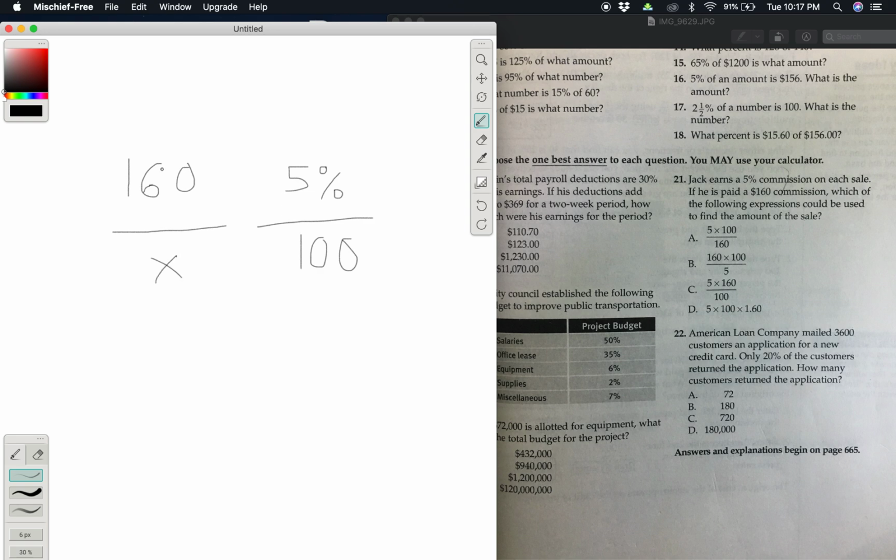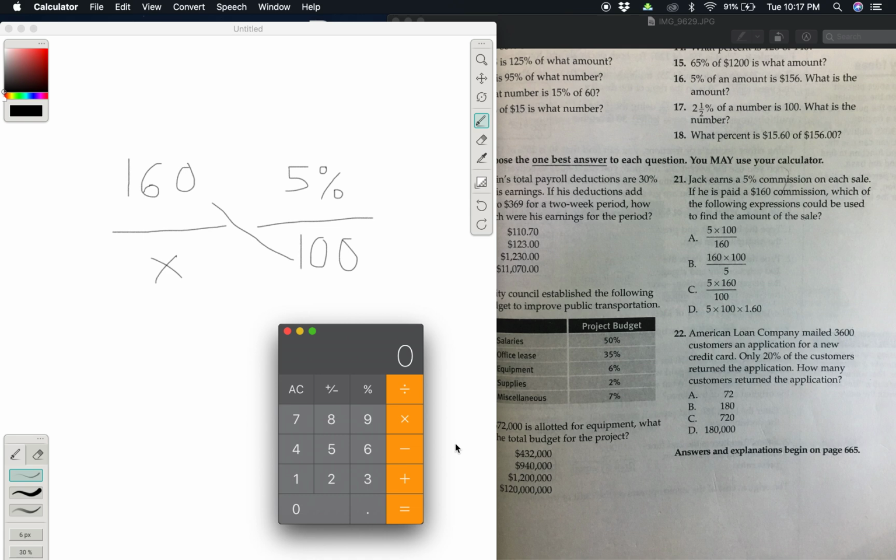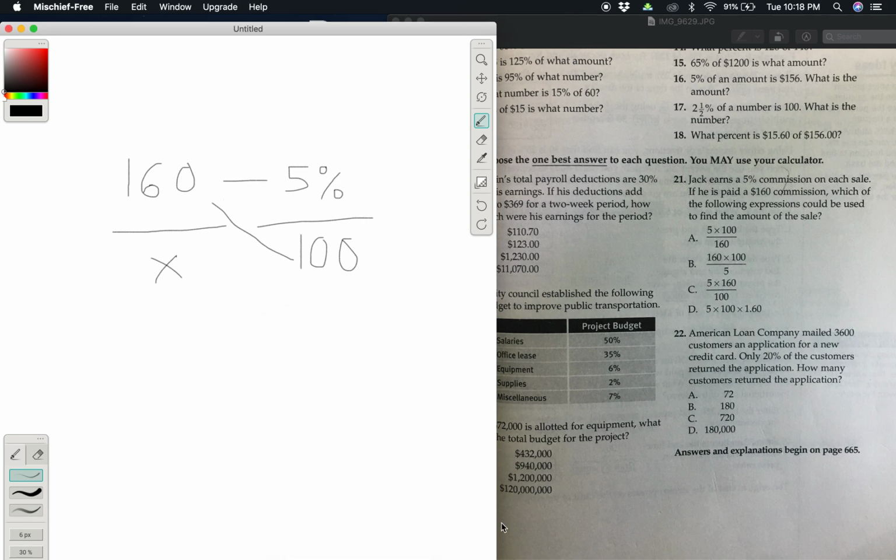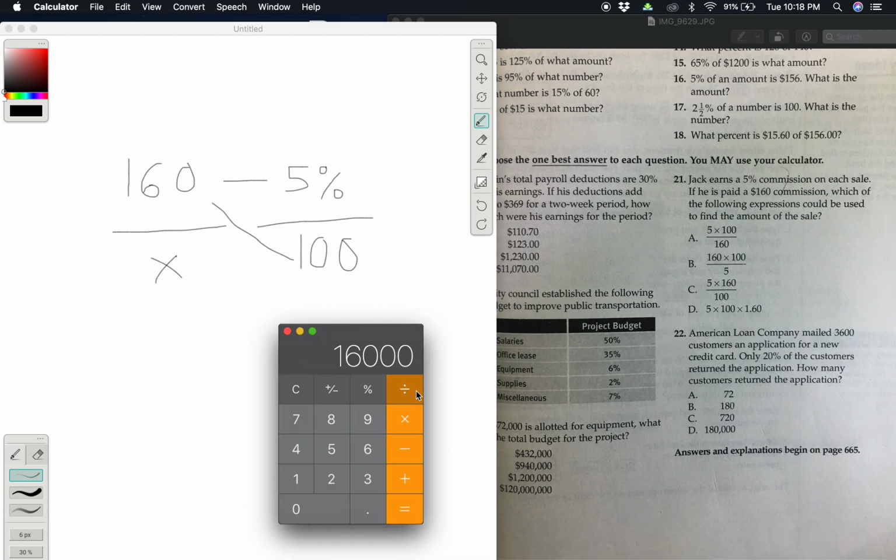So how I explained it in the other lesson was always multiply diagonally towards the side with the missing variable. So we can't multiply this way because that is the missing variable. The two numbers that we do have, which are diagonal, going towards the missing variable, which is the x, is this direction. So 100 times 160 equals 16,000. Then we divide it horizontally this way, so divided by 5, that's the answer to the question.